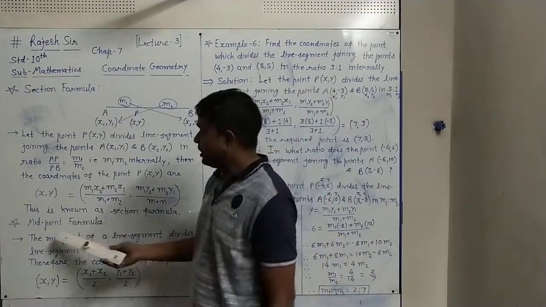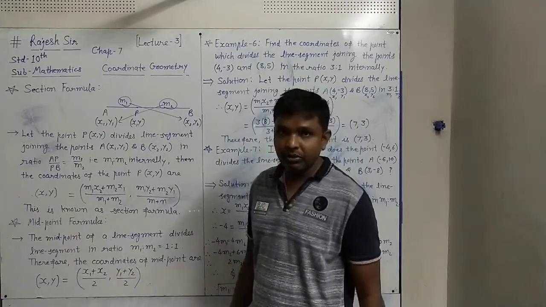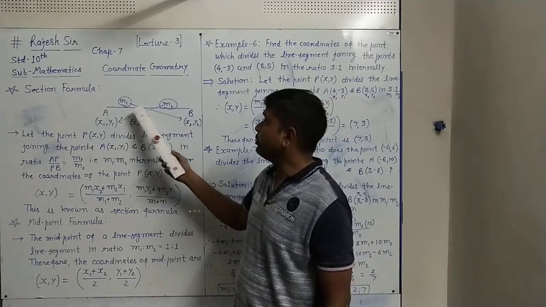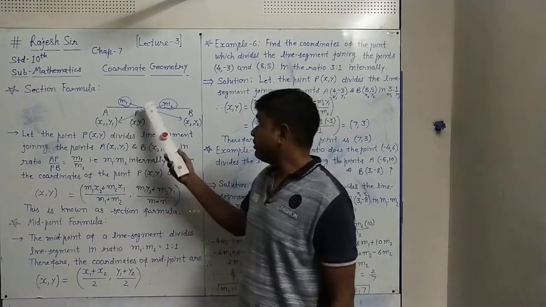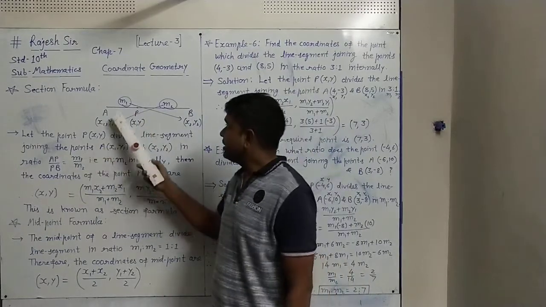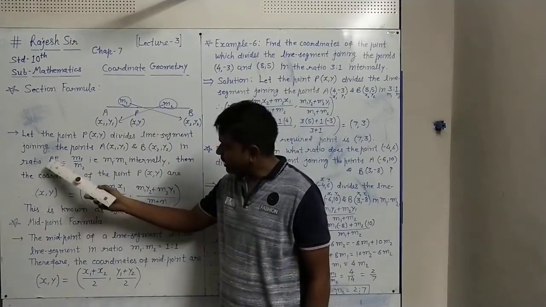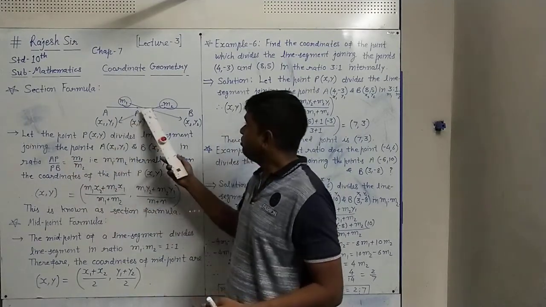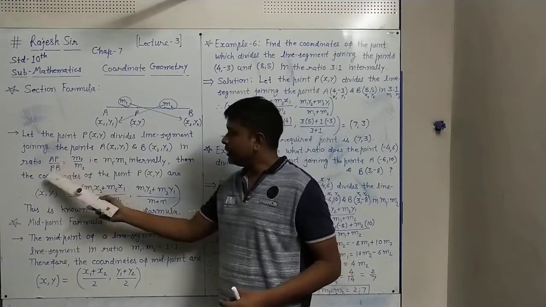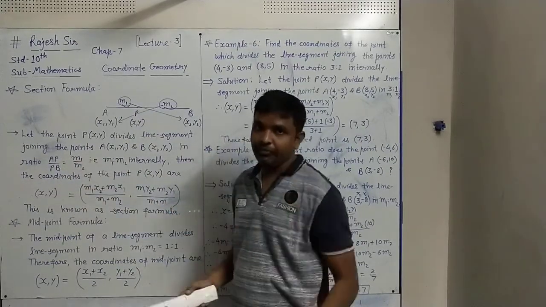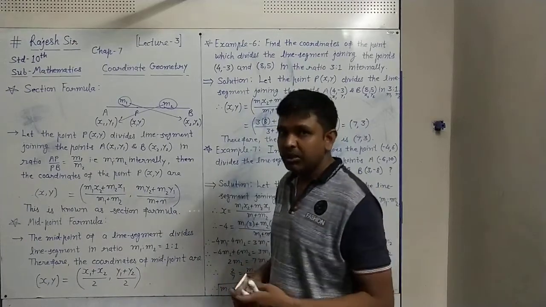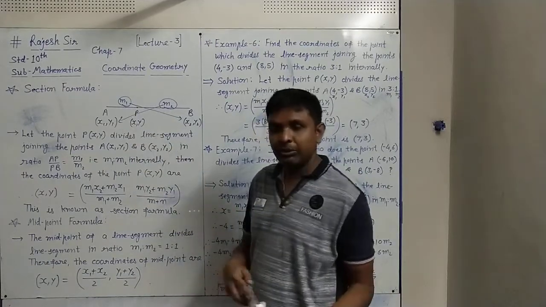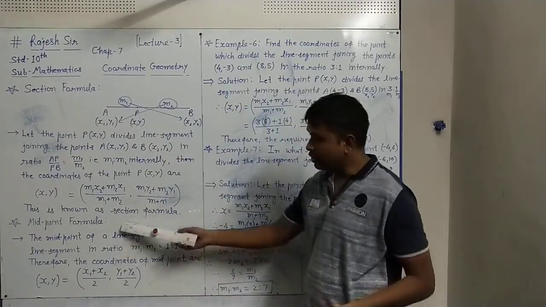From this section formula, we will deduce the midpoint formula. If P is the midpoint of AB, we can understand AP equals PB. When you take AP upon PB as the ratio m1 upon m2, AP and PB are equal, so m1 upon m2 becomes 1. 1 can be written as 1 upon 1, meaning the ratio will be 1:1. So m1:m2 reduces to 1:1 in the case of a midpoint.